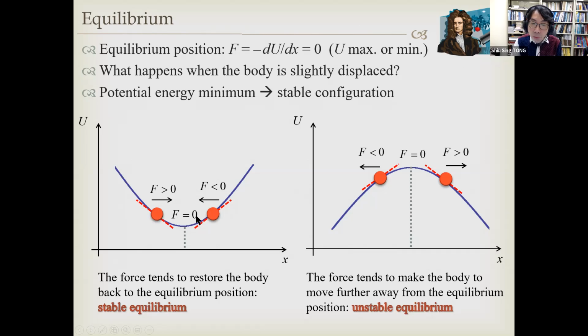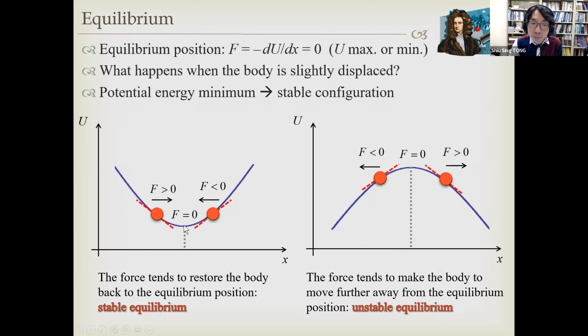So that means no matter how we displace it, the force due to the conservative force will always tend to move the object back to its equilibrium position. Okay, so that's a stable equilibrium. Stable means the equilibrium will not be affected by small disturbance. If we disturb it slightly, it will simply go back. Okay, so that's why it is stable.